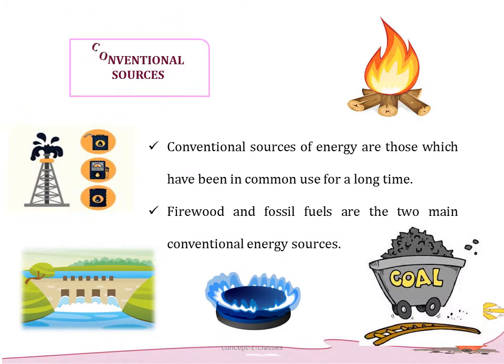So the first one is conventional sources. Conventional sources of energy are those which have been in common use for a long time. Examples are firewood and fossil fuels. Now what all were the fossil fuels? Coal, petroleum, natural gas. These all are examples of conventional energy sources.